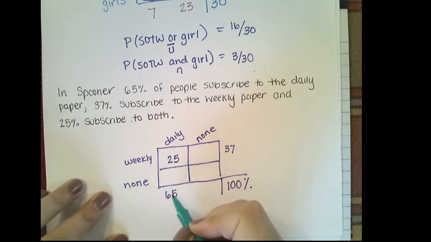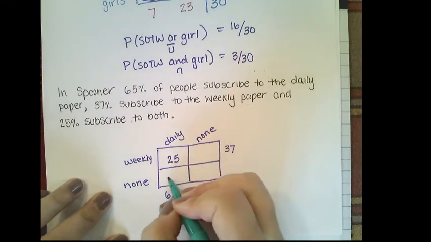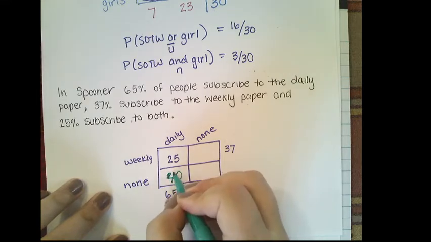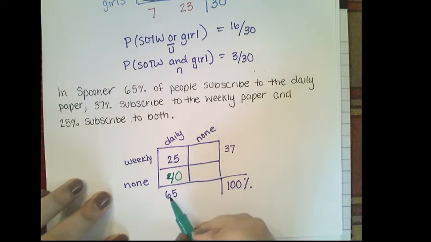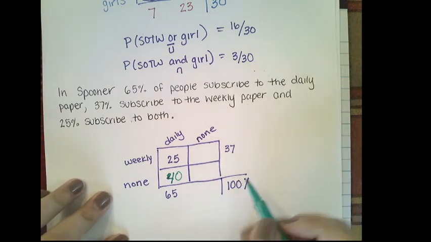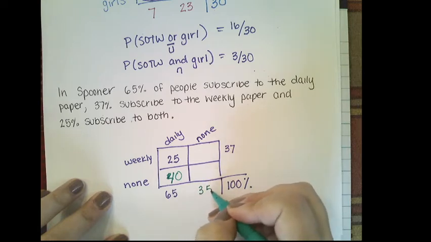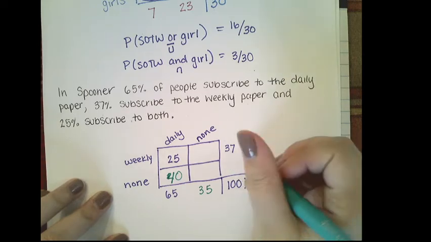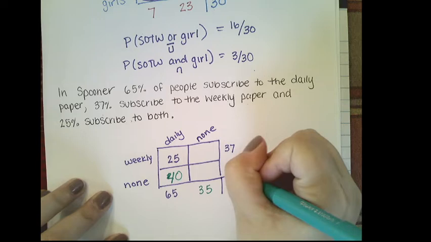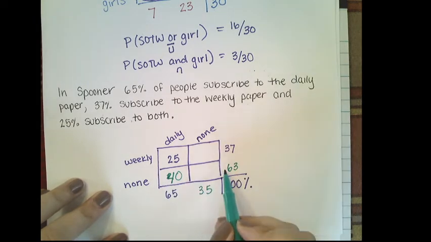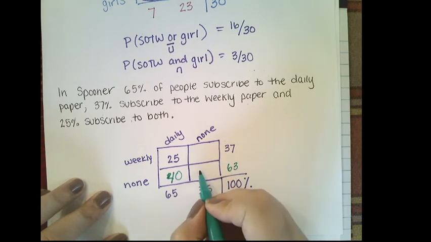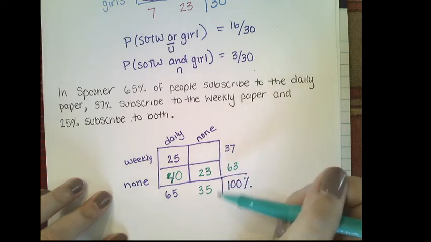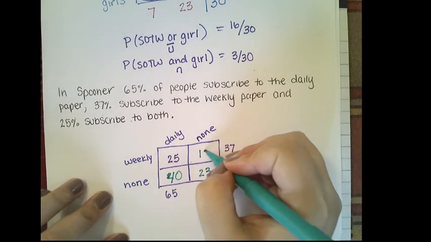So now from here, we're going to fill in the rest of our squares. So 25 plus what is 65? 40. And then 65 plus what is going to give that 100%. And we could do 37 plus what is 100%. 40 plus what is 63. And either 25 plus what is 37, or what plus 23 is 35. And that's going to be 12.